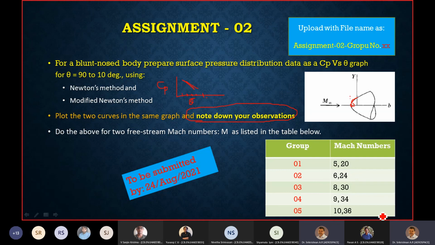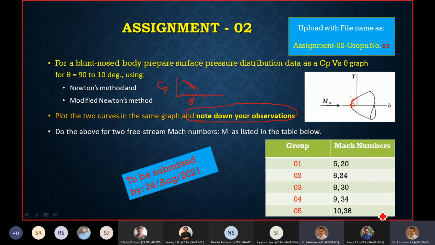You should plot them on the same graph, compare, and say what you infer from that with respect to the applicability of Newton's method as well as Lee's modification, the impact of it, and the impact of Mach number on such simplistic models. Okay. So this is what I want to be submitted. You can submit it by 24th next week. It doesn't take much time anyway.